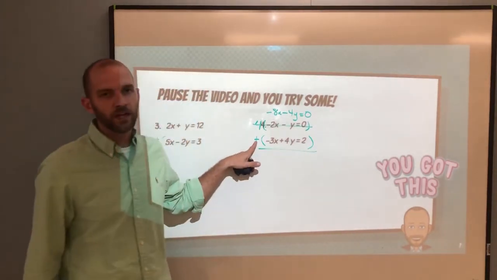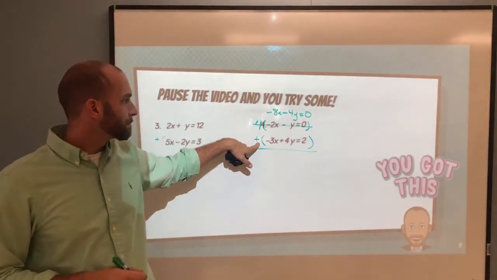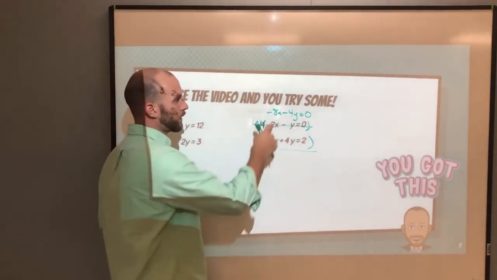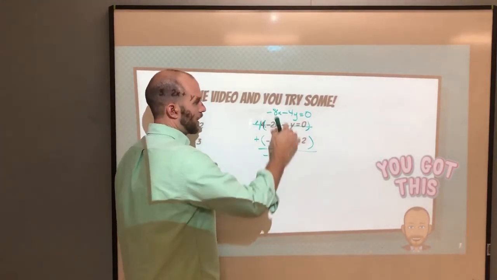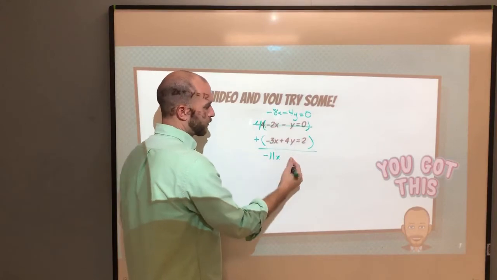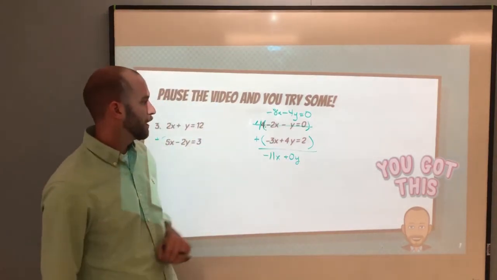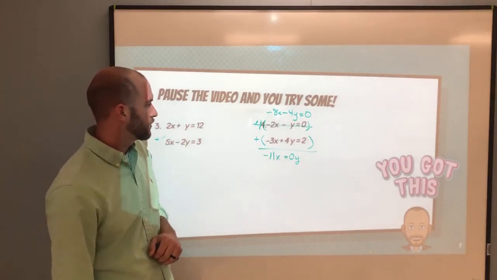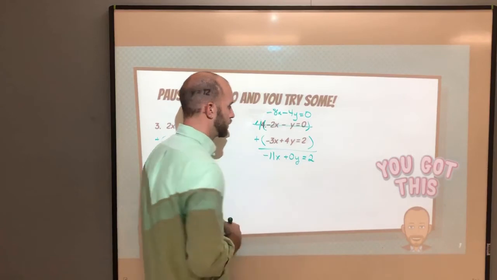go ahead and put a positive sign there, or an addition sign, so that you can remember to add these instead of subtracting. Negative 8x plus negative 3x would give you negative 11x. Negative 4y plus positive 4y would give you 0y. And then here we have just 2.